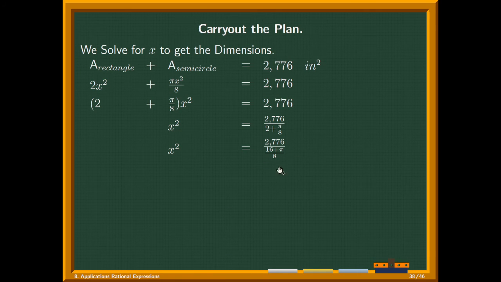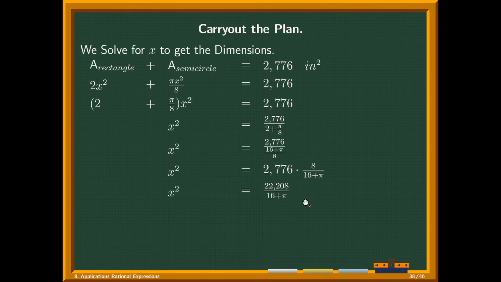Now, simplifying this complex fraction, x squared is equal to 2,776 times the reciprocal of the denominator fraction. So we take its reciprocal, that is, the denominator becomes a numerator and the numerator becomes a denominator. So this is 8 all over 16 plus pi. So simplifying, we have x squared is equal to 22,208 all over 16 plus pi.